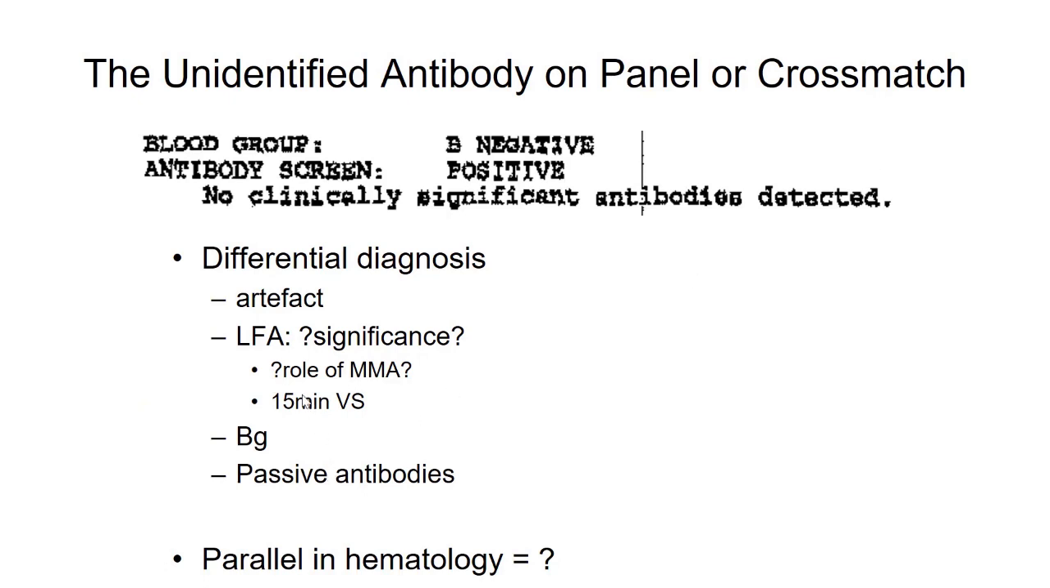This is where there may be a role for monocyte monolayer antibody testing. The monocyte monolayer assay can, irrespective of whether or not you know the specificity of that antibody, tell you if the unidentified antibody is clinically significant or not. If the antibody induces phagocytosis, you have a problem, as opposed to if there is no phagocytosis induced by that antibody attaching to the candidate red cell.